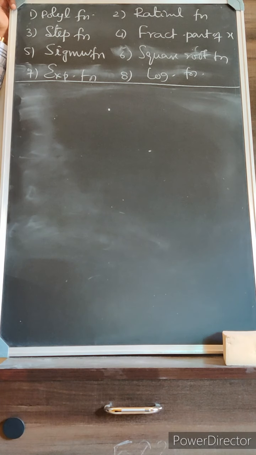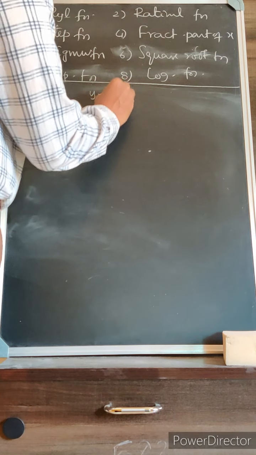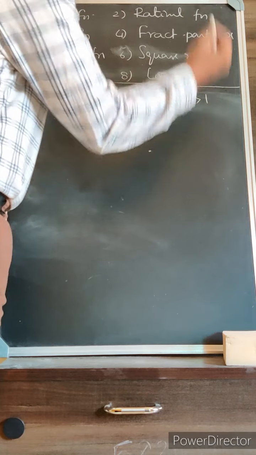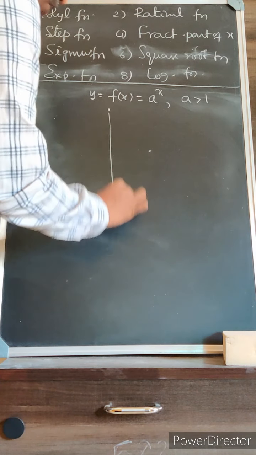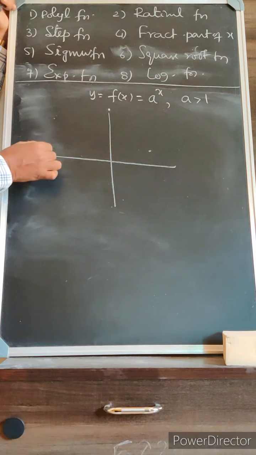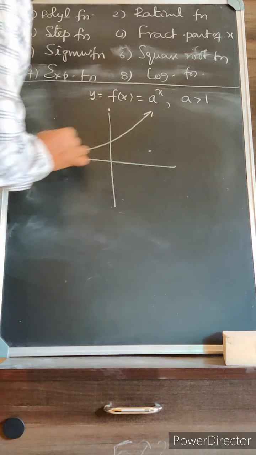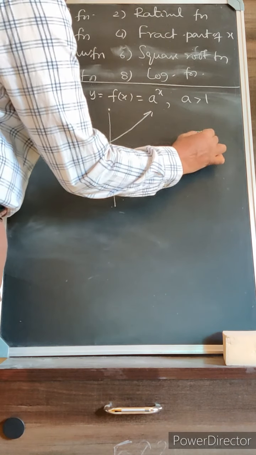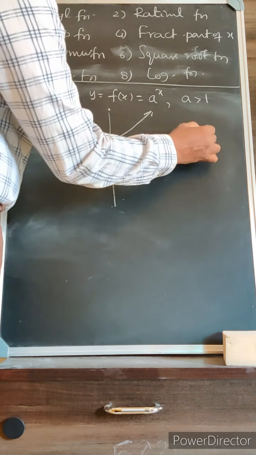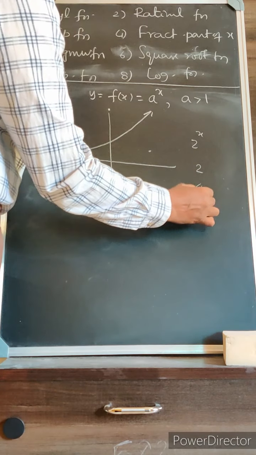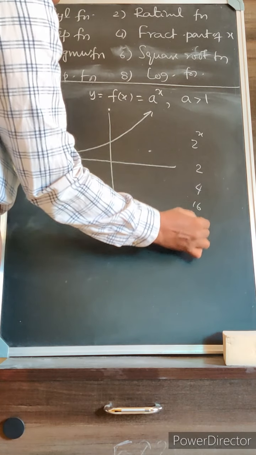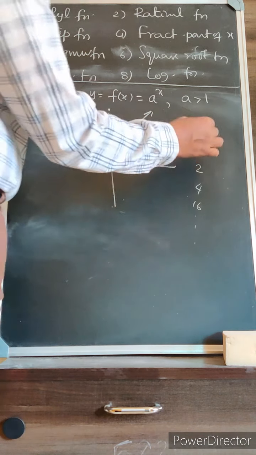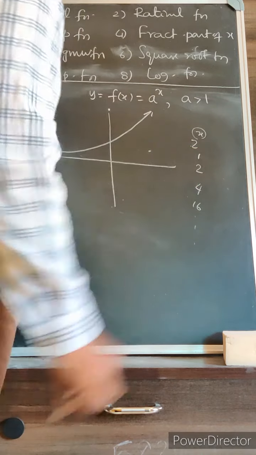Next is the exponential function. Y equal to f of x equal to a to the power of x when a is greater than 1. The graph of this function goes like this. Suppose a is 2, you will have 2 power x. 2 power 1 is 2, 2 power 2 is 4, 2 power 4 is 16. Like that, when x is positive, 2 power x is also positive. When x is 0, 2 power 0 is 1.